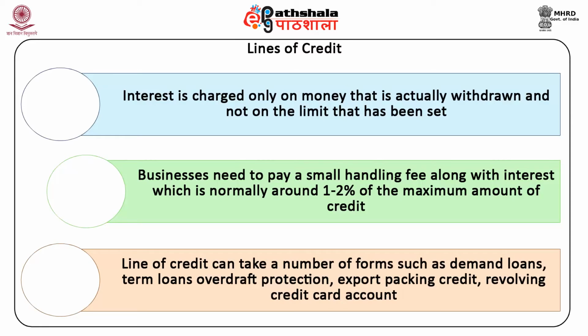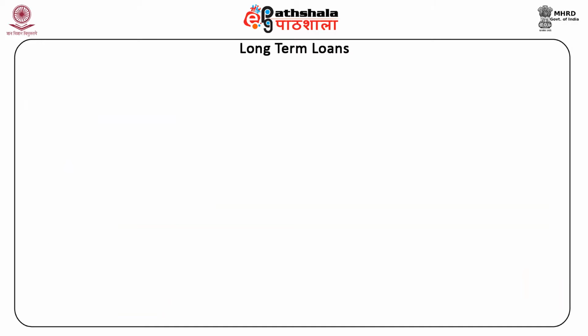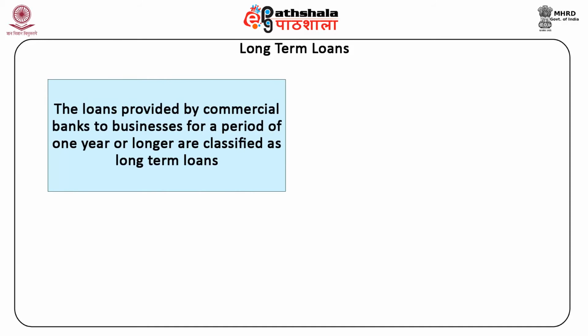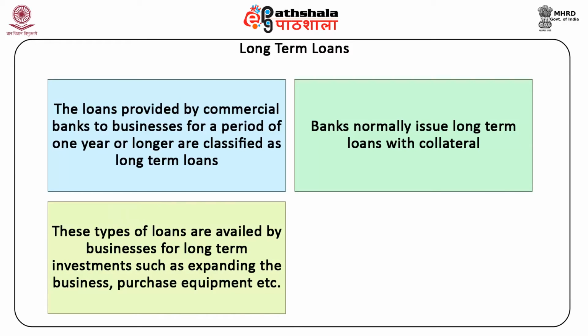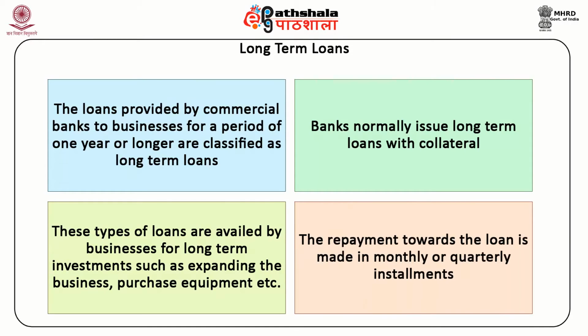Line of credit can take a number of forms such as demand loans, term loans, overdraft protection, export packing credit, revolving credit card account, etc. Long-term loans. The loans provided by commercial banks to businesses for a period of 1 year or longer are classified as long-term loans. Banks normally issue long-term loans with a collateral. These types of loans are availed by the businesses for long-term investments such as expanding the business, purchasing equipment, etc. The repayment towards the loan is made in monthly or quarterly installments.